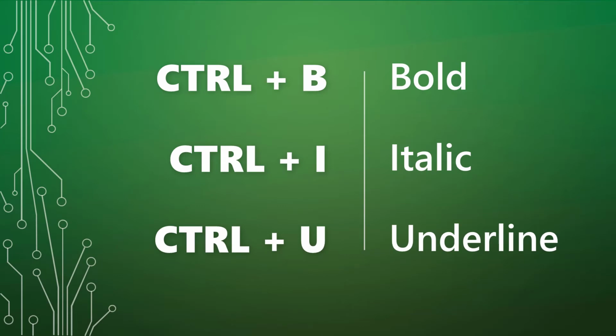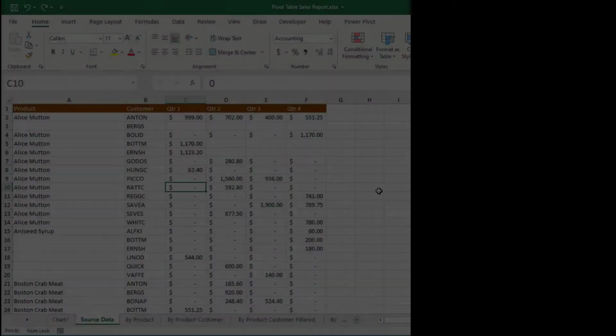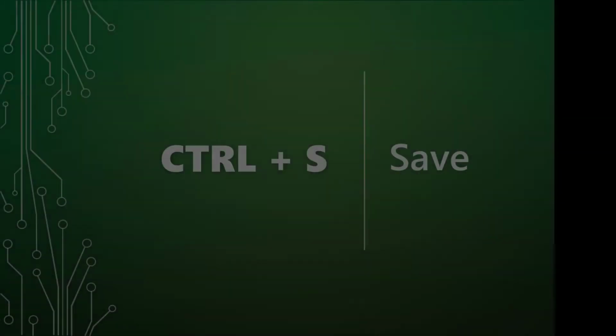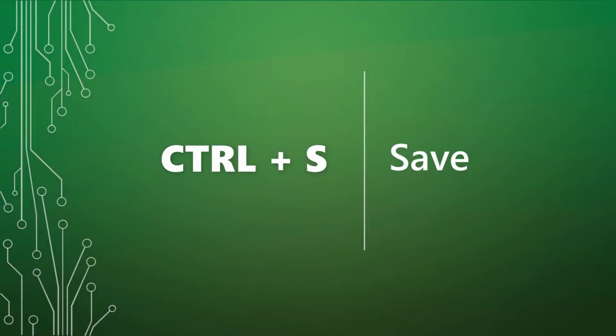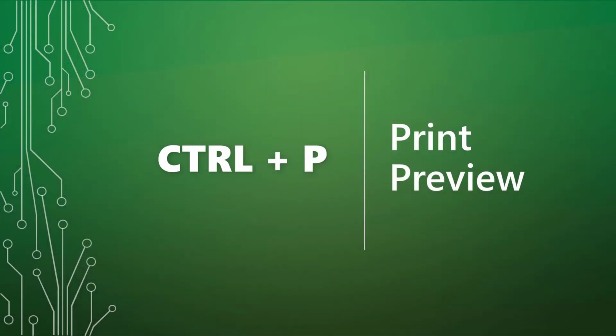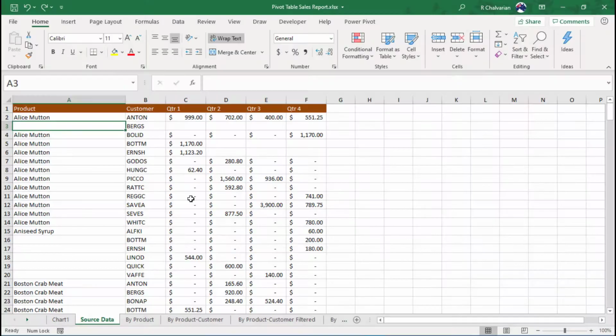Ctrl+B for bold, I for italics, and U to underline. These 3 shortcuts are useful for formatting. Ctrl+S to save your work. Save your work and save often. P will take you to the print preview window.